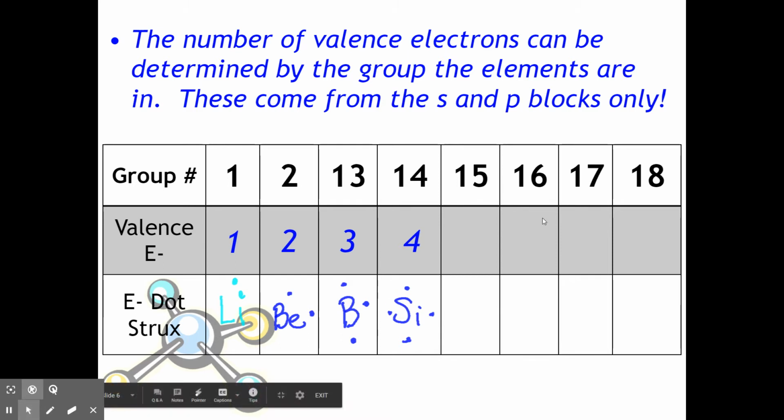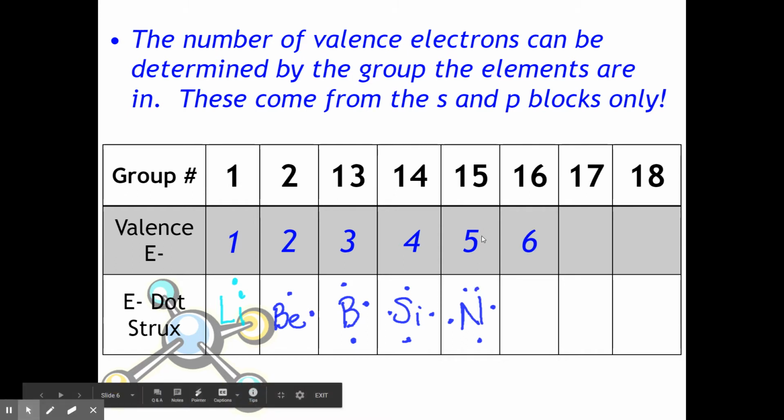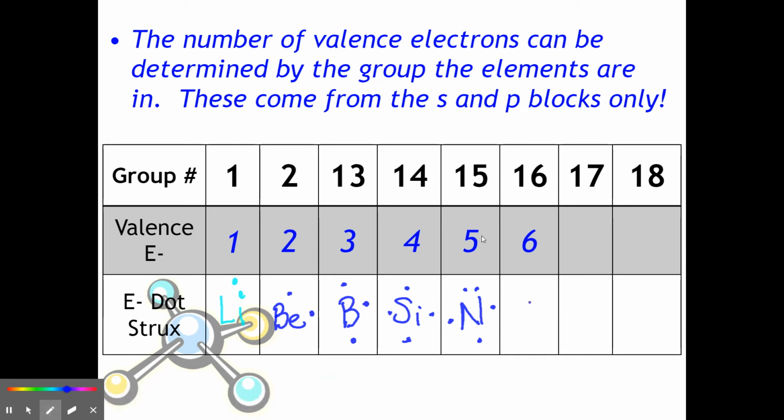If they are in group 15, they're going to have five valence electrons. So we are going to draw whatever symbol they are, and then we do one on each side, and we pair up the last one. In group 16, they're going to have six valence electrons, which means it's the symbol, and then we draw one on each side, and we pair up two of them.